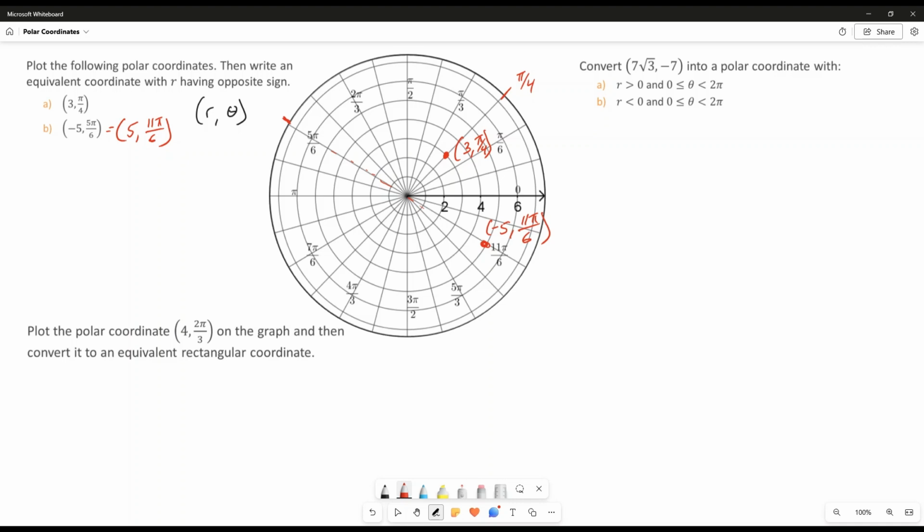All right, let's try another example here. This time we want to plot the polar coordinate (4, 2π/3) on the graph, and then convert it to its equivalent rectangular coordinate.